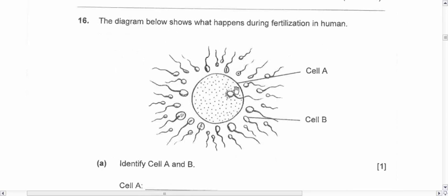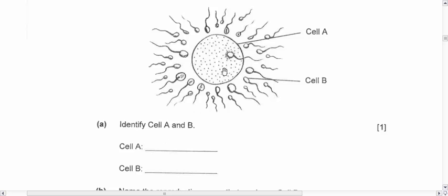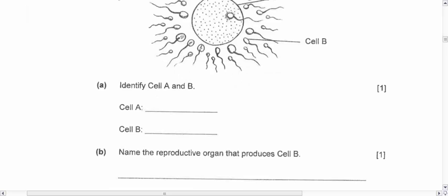The diagram below shows what happens during fertilization in a human. You're supposed to identify A and B. A is quite obviously the egg, and B will be the sperm that tries to go into the egg. For part B, you're supposed to name the reproductive organ that produces cell B. If we know that cell B is a sperm, the organ that produces it will be the testis.